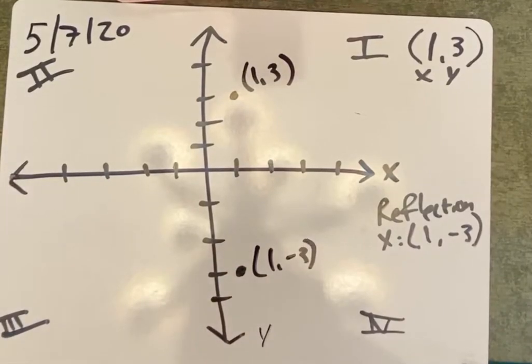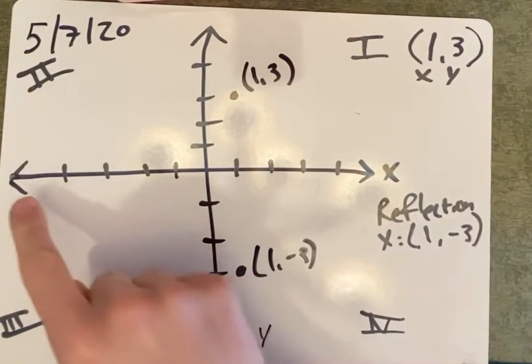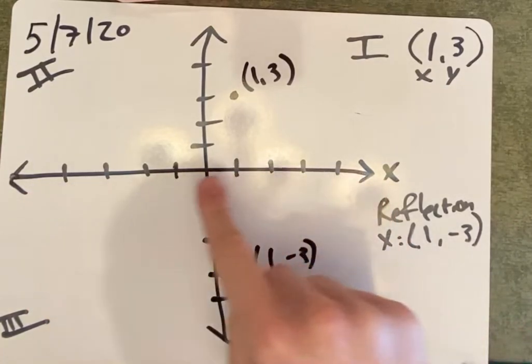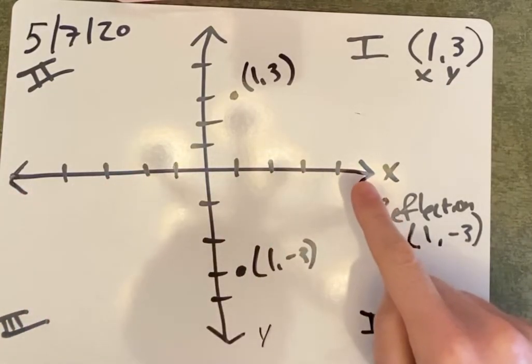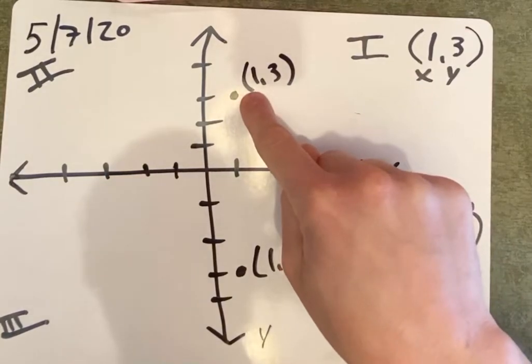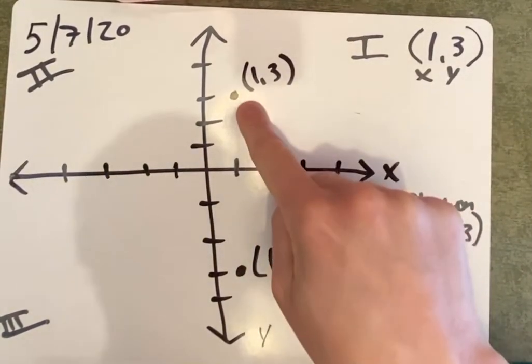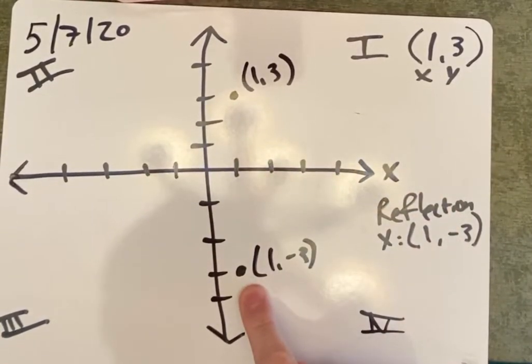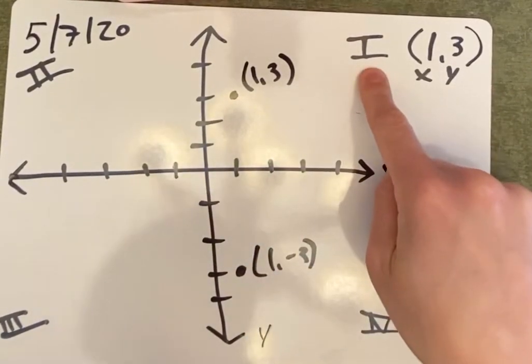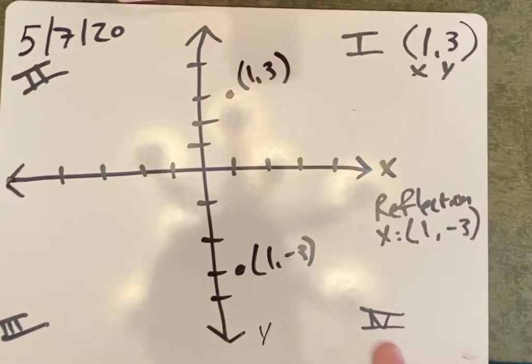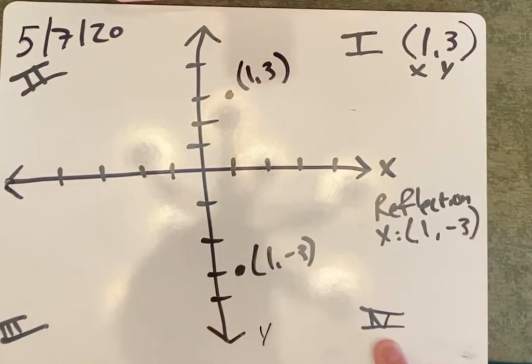If you notice, when I'm reflecting over the x-axis, this is the x, so the point is being reflected over the x. Now my point went from quadrant 1 to quadrant 4.